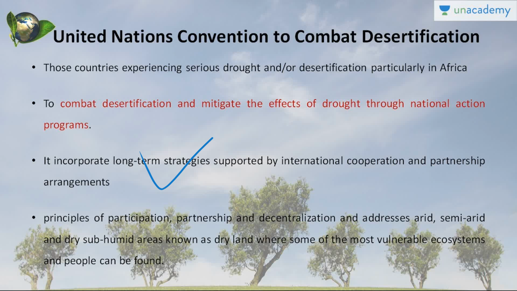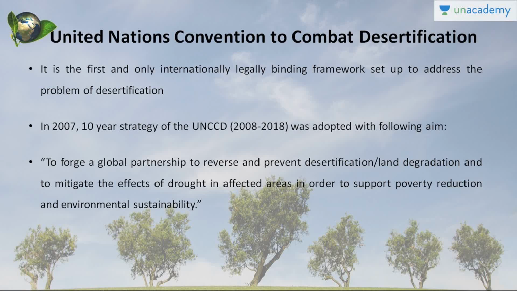For example, sub-Saharan Africa is very prone to desertification. Now, the principles are participation, partnership, and decentralization, and it addresses arid, semi-arid, and dry subhumid areas known as drylands, where some of the most vulnerable ecosystems and people can be found. So this is the United Nations Convention to Combat Desertification. It is the first and the only internationally legally binding framework to address the problem of desertification. Now, you might think it is not a big problem, but it is a really, really painful and very, very big problem. So please take it seriously.